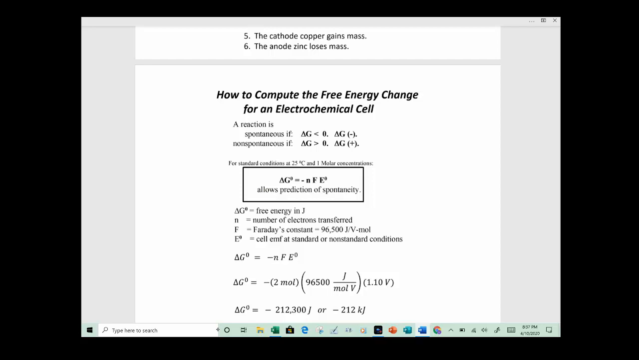On this page, we're going to talk about how to compute the free energy change for a redox reaction. So again, reviewing back thermodynamics, if delta G for a reaction is negative, that means it's spontaneous. And if delta G is positive, then the reaction is non-spontaneous. This is the equation that we use to calculate free energy change for a redox reaction, delta G equals minus nFE. n is the number of moles of electrons that are transferred. F is a constant equal to 96,500 joules per volt per mole. And E0 is the cell potential in volts.